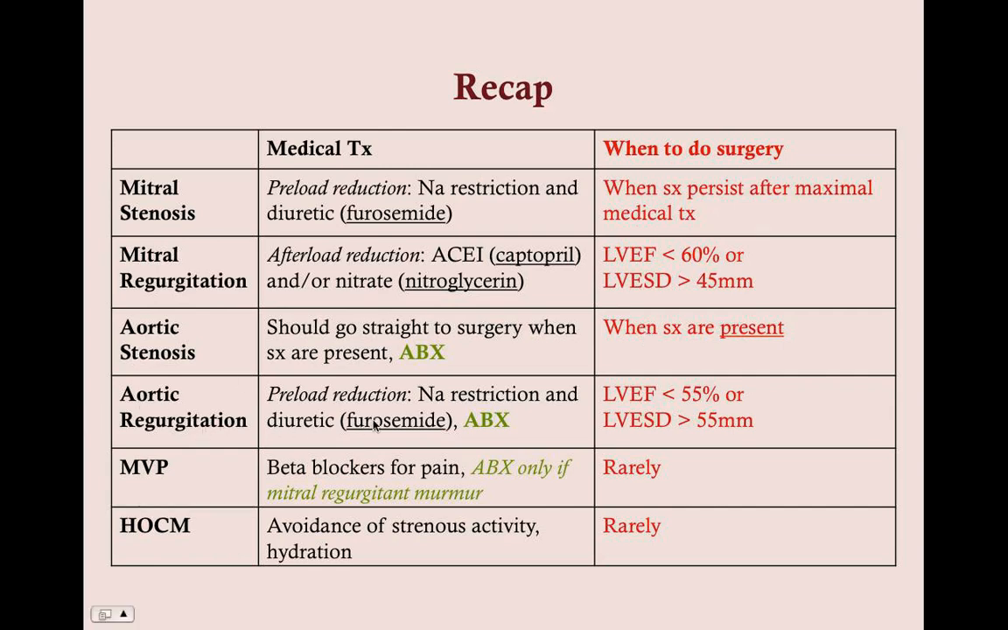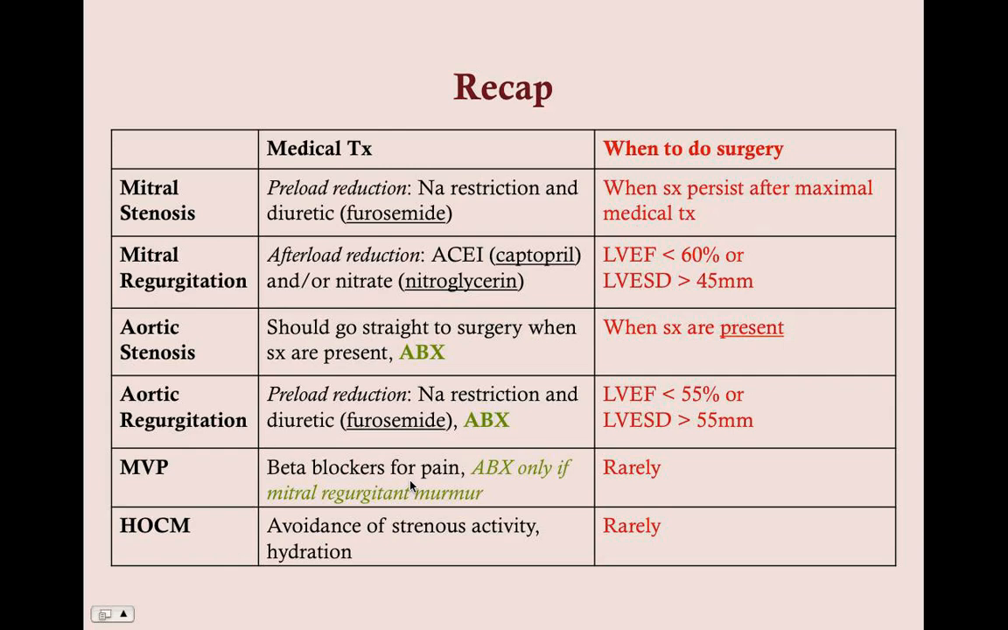Aortic regurg, it is a diastolic murmur like mitral stenosis, and so we give them diuretics. Like any aortic disease, they need antibiotic prophylaxis. We do surgery for these patients when the ejection fraction is less than 55% or the end systolic diameter is greater than 55 millimeters. With mitral valve prolapse, beta blockers are good for the pain if they have it.